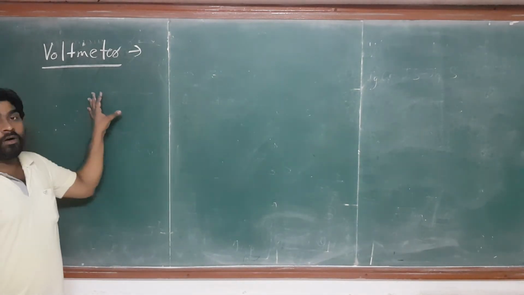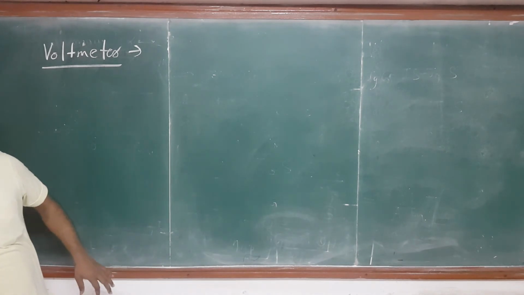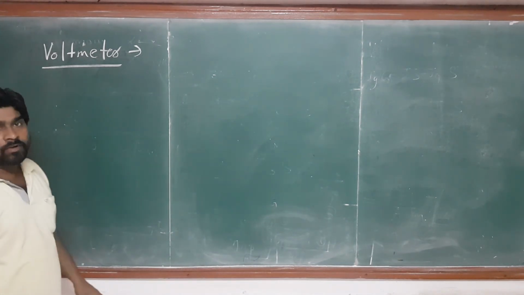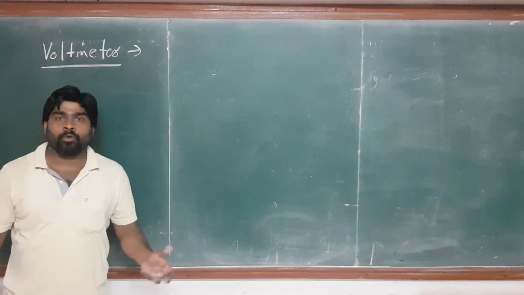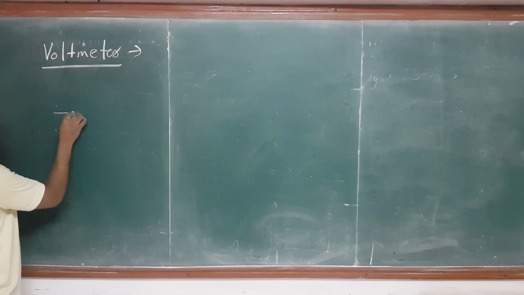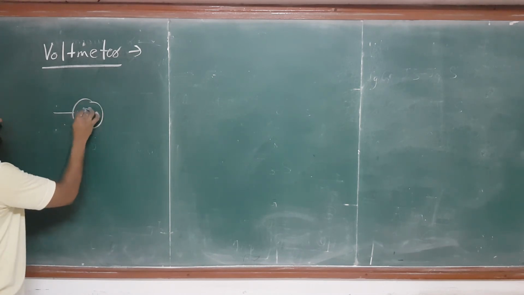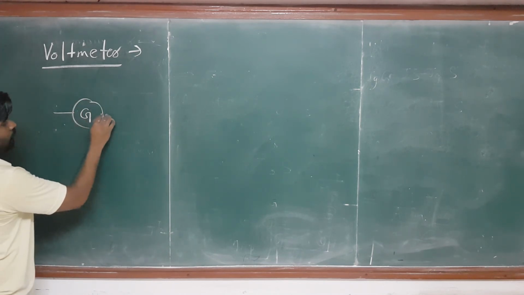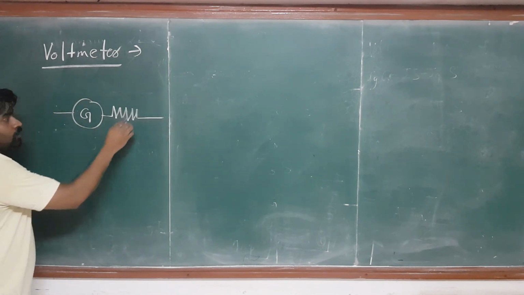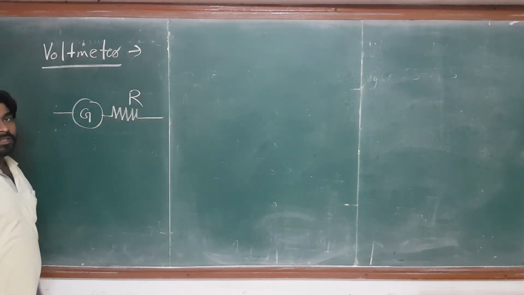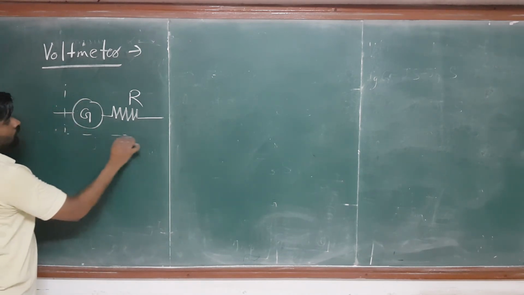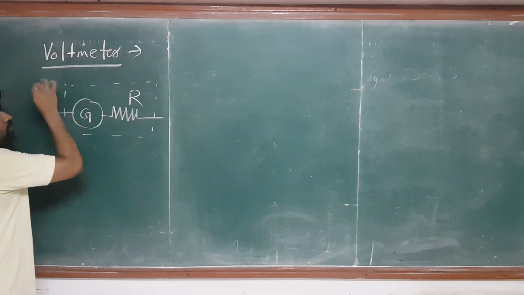And the last topic of this chapter is our voltmeter. Now the chapter is going to be finished. So what is the voltmeter? It is a device by which we are measuring the potential. To convert the galvanometer into a voltmeter, you have to connect the galvanometer with a high resistance in series. This high resistance is called R, connected in series. It is not the shunt, and you can keep it closed in any box.